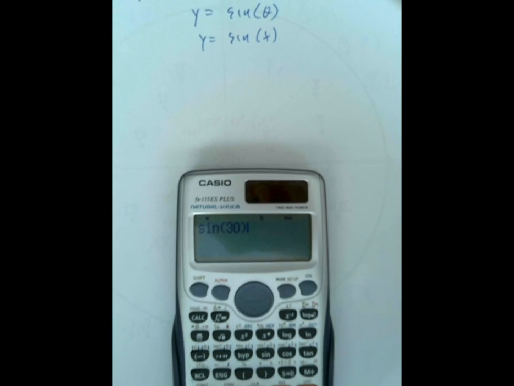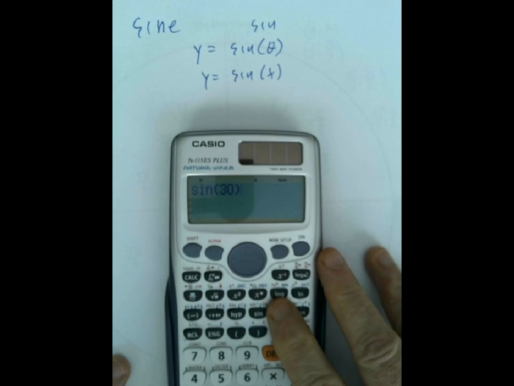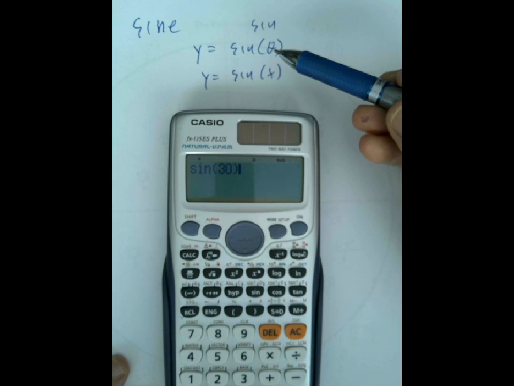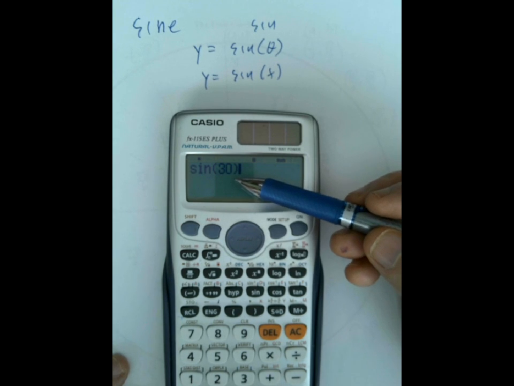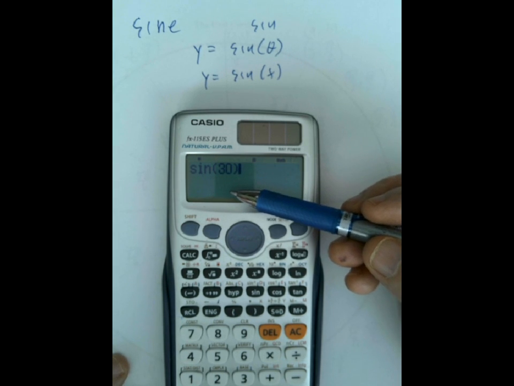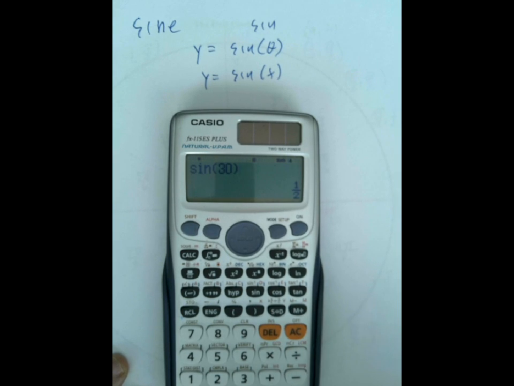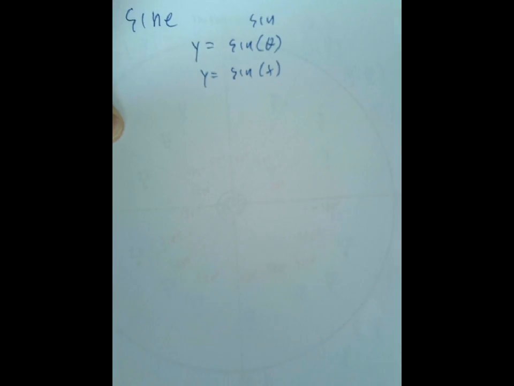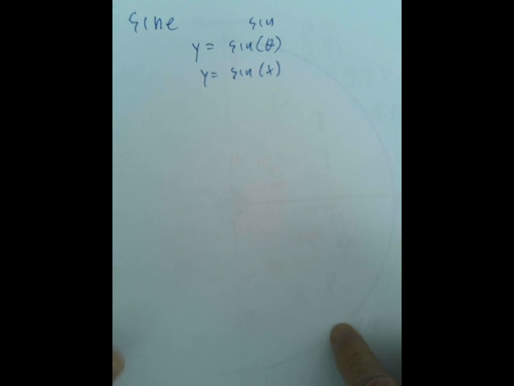I'll zoom out a little bit. I'm putting 30 into sine, so theta, the angle measure, is 30 degrees from our unit circle. That's the input. I hit equals, and it tells us 1/2. Or yours might say 0.5. Yours probably says 0.5. It's giving you the decimal version of it.